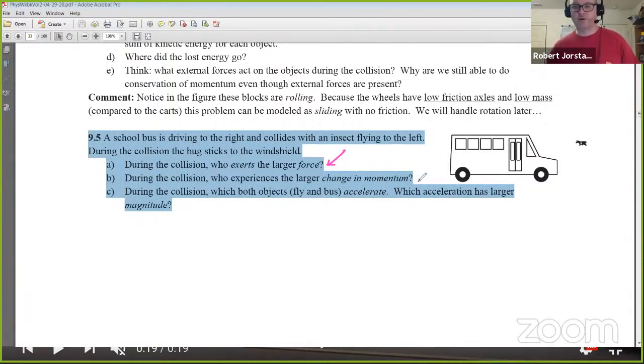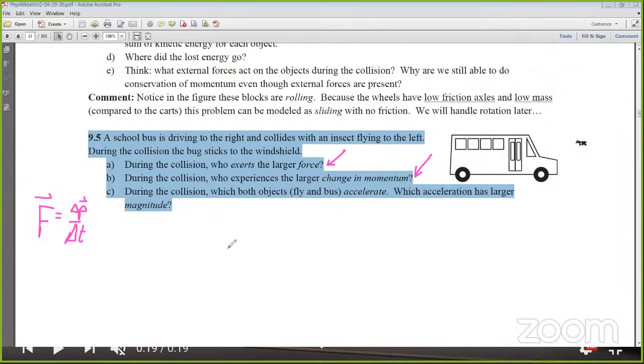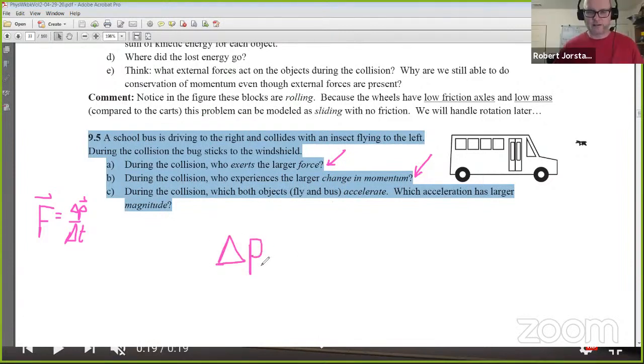Okay, but change in momentum is the same thing as force. Remember that? Because force equals delta P over delta T. So watch out for that one. That's the sneaky one, right? Okay. Which one has the larger acceleration? The bug. If it helps, think about the change in momentum of the bus. That should be equal in magnitude, but opposite to the change in momentum of the bug.